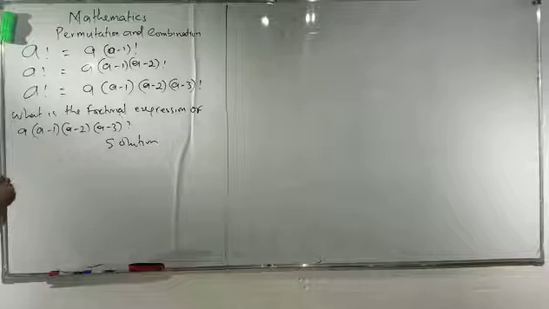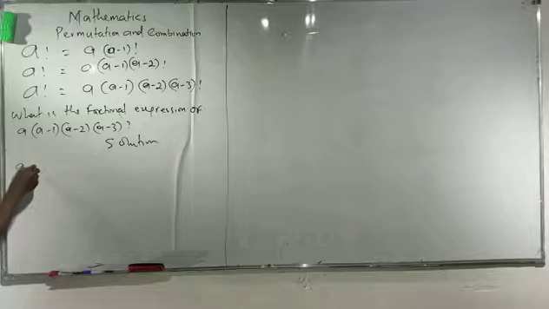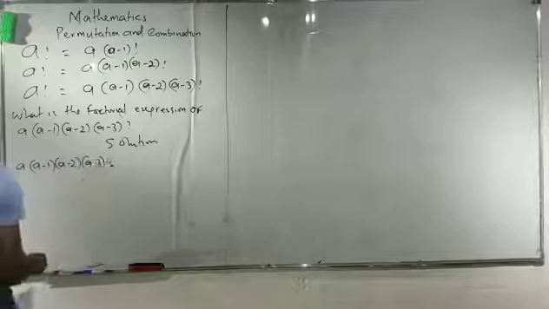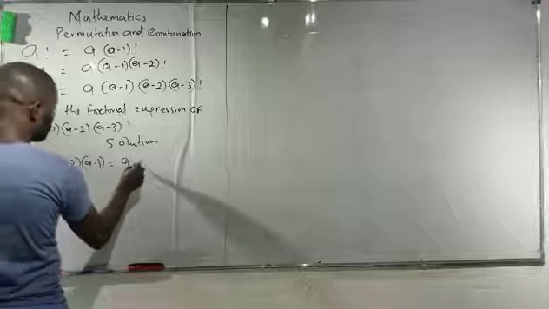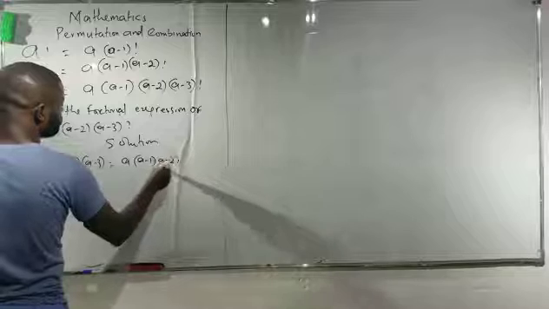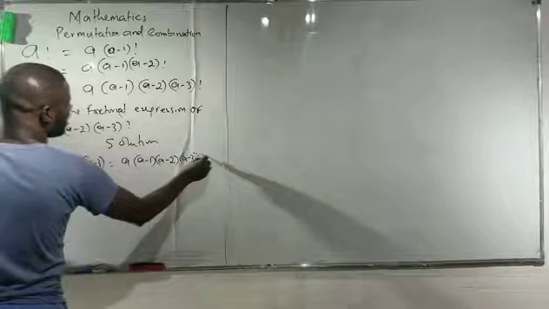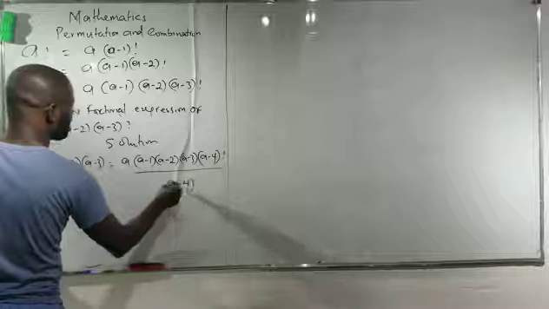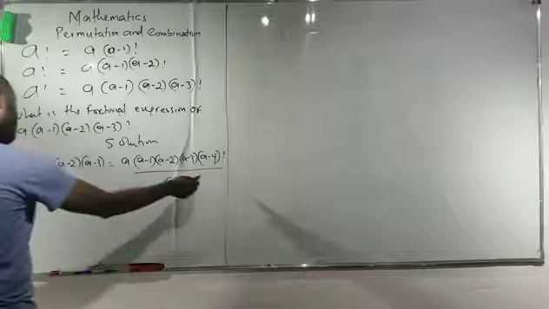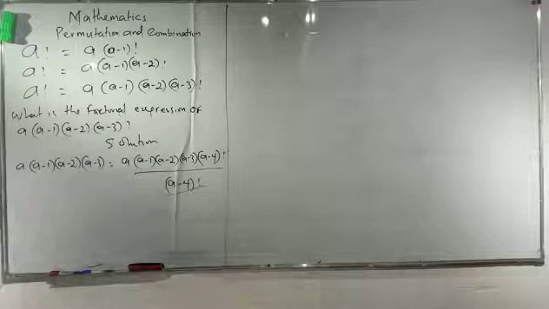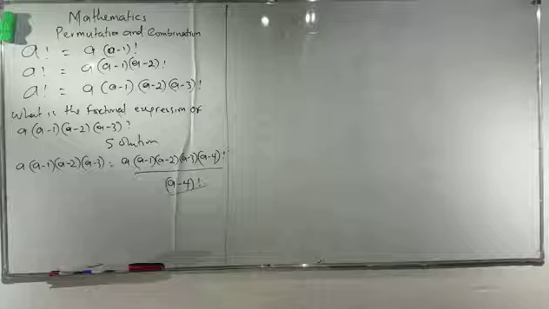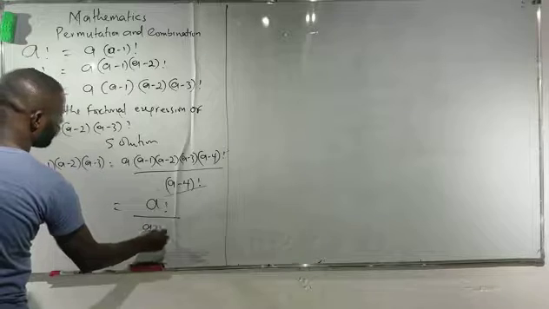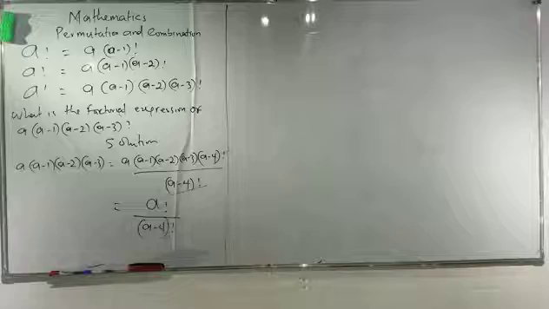Now, I can say that if I have a minus 1, a minus 2, a minus 3, it can be written as a factorial, a minus 1, a minus 2, a minus 3, and a minus 4 factorial, divided by a minus 4 factorial. Can you see that? Because ordinarily, if I cancel this, it will take me to where I'm coming from. So I can express this as a factorial divided by a minus 4 factorial. Can you see? That is very, very important.